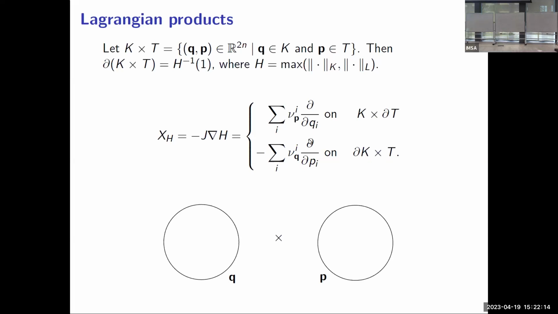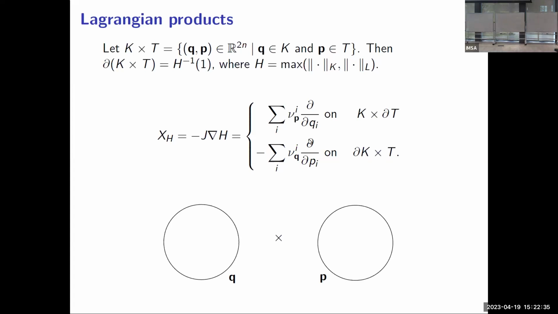And this picture that I'm going to draw is not a caricature, but just an inspiration. Because of course you have these two different manifolds, so you have this corner. You're either in K times the boundary of T, or you're in the boundary of K times T. But I think the picture will make sense.